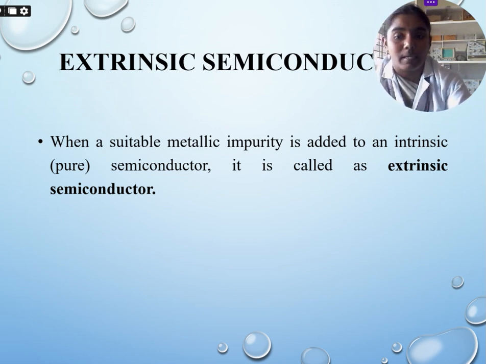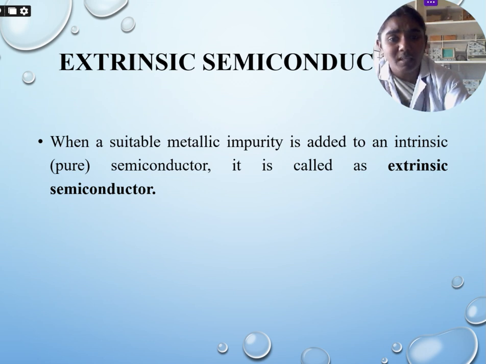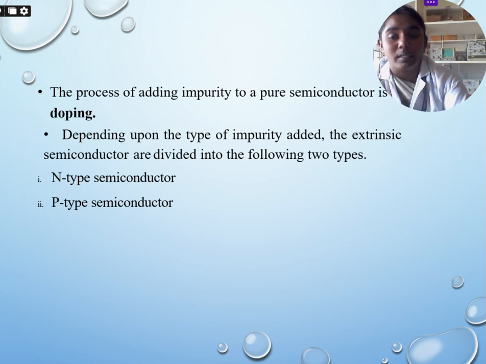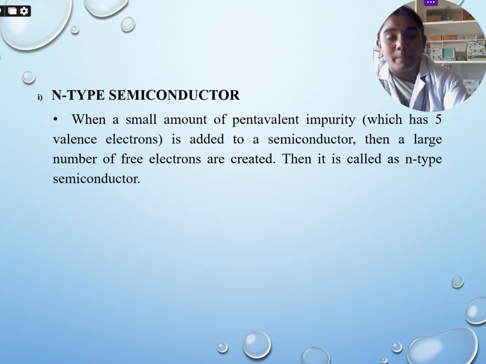Next one, extrinsic semiconductor. When a suitable impurity is added to the intrinsic, that is pure semiconductor, it is called an extrinsic semiconductor. That is, we add impurity to the pure form. Example, gold. By adding that impurity, that is known as doping. The process of adding impurity to a pure semiconductor is called doping. So depending upon the doping, it can be classified into two types. One is the N type, another one is the P type.